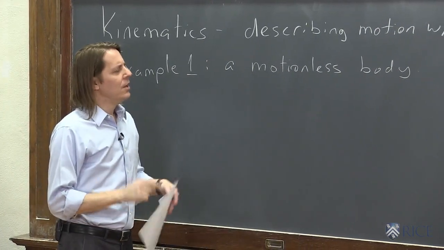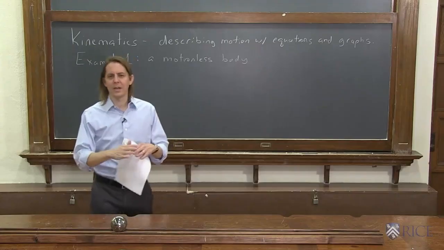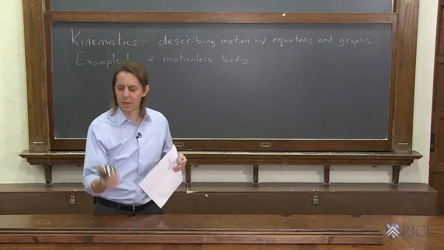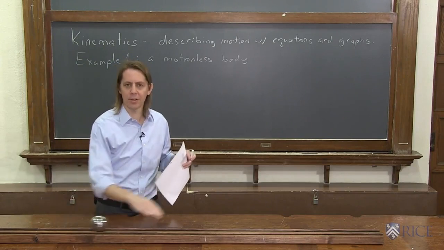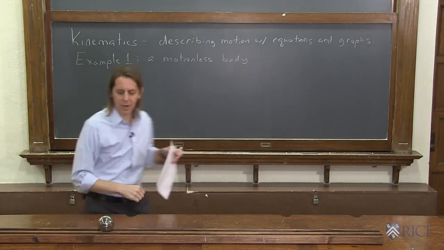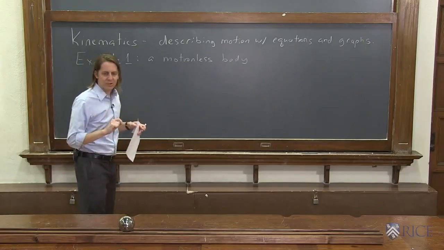So in this case, our example is going to be this 1.8 kilogram stainless steel sphere that I call Hal. It's going to roll around on this one-dimensional track. Okay, so say hello, Hal. Hal is going to be motionless. It's going to sit right there.